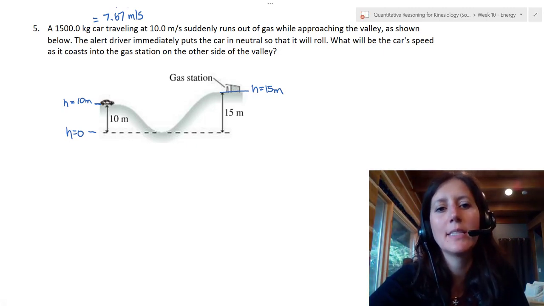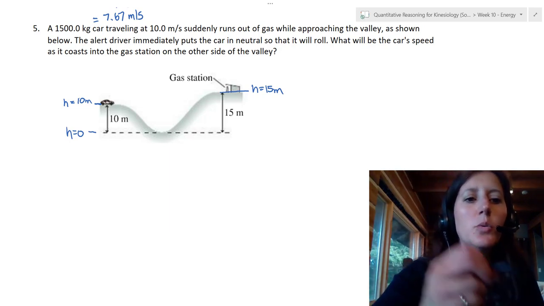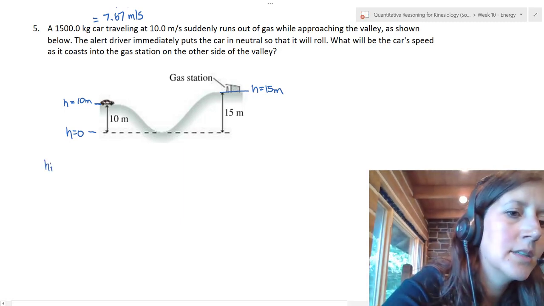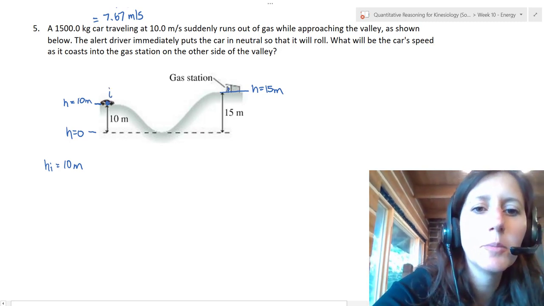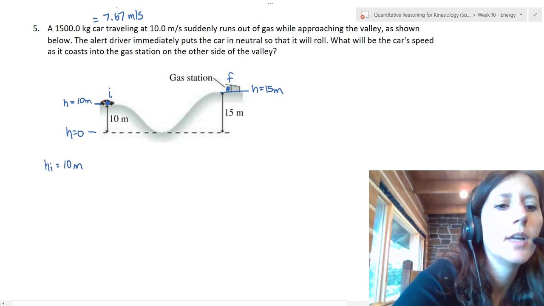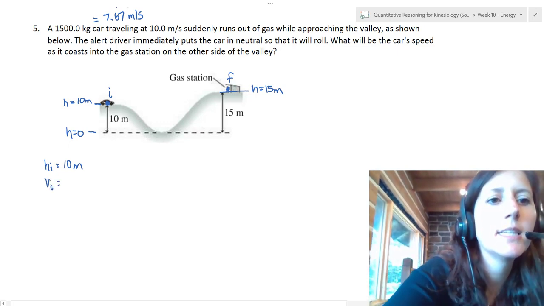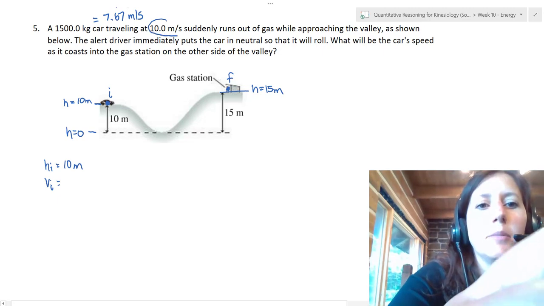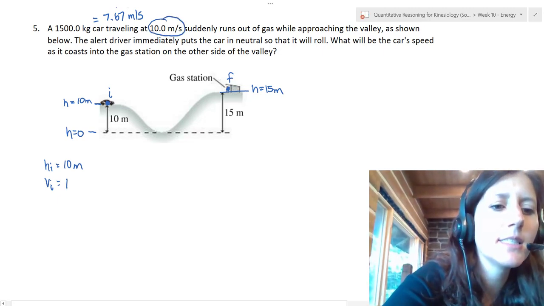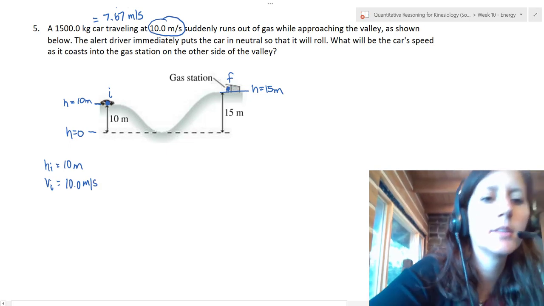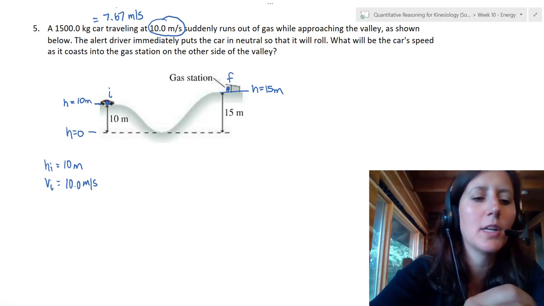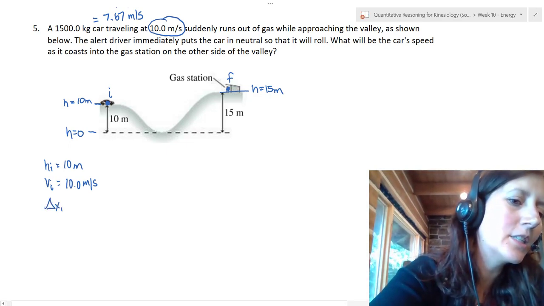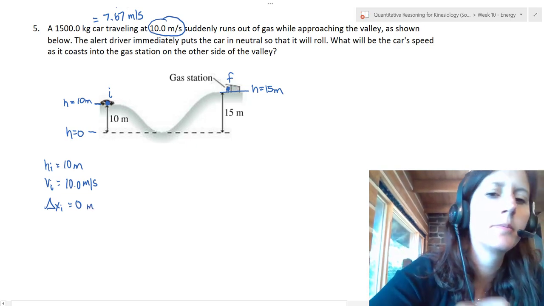Now we can go ahead and write down what are all the initial values and what are all the final values. So initially, we know the initial height is 10 meters because this is the initial position of the car. This is the final position of the car. Initially, it tells you the car was initially traveling at 10 meters per second. So the initial velocity is 10 meters per second. In this question, there is no delta x because there's no spring involved at all. So I'm just going to write delta x initially equals 0 meters.